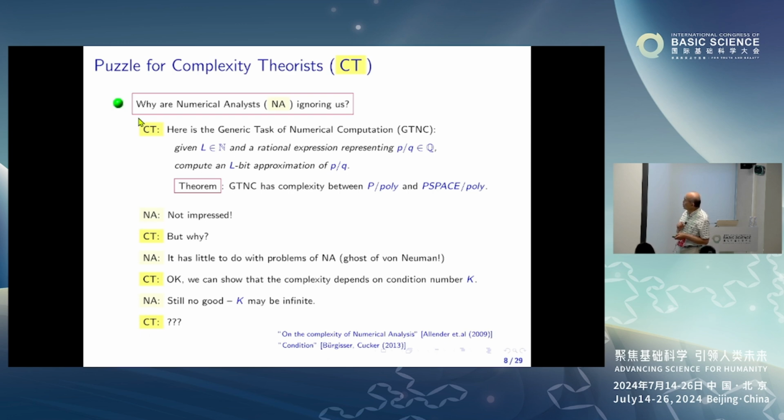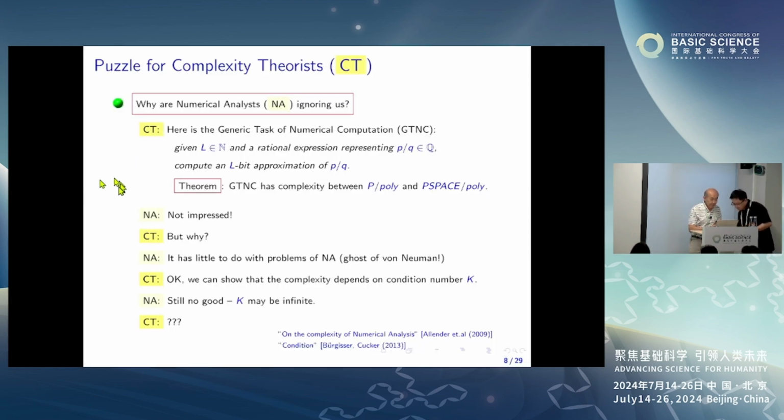Given L, a natural number, and a rational expression, oops, I hit the wrong thing, did I? What did I do? Sorry, I blew it. Oh, my computer, maybe you can try to keep it alive? I'm not quite sure. Okay.